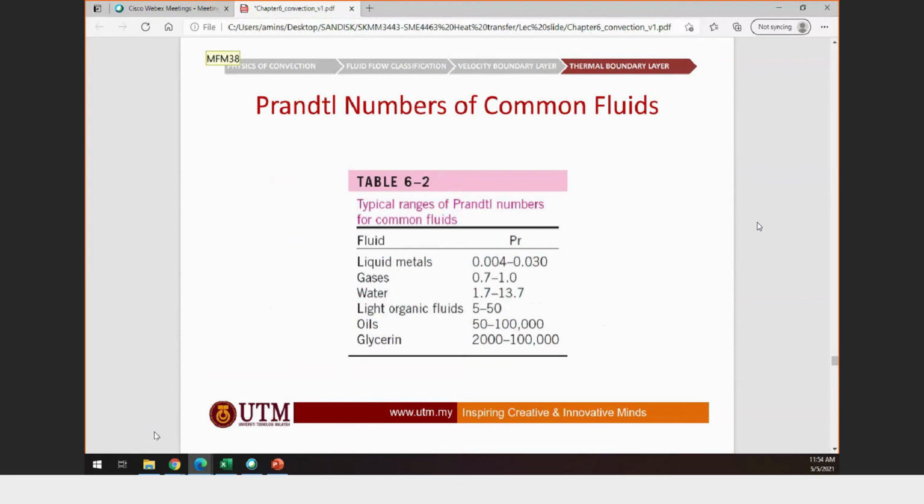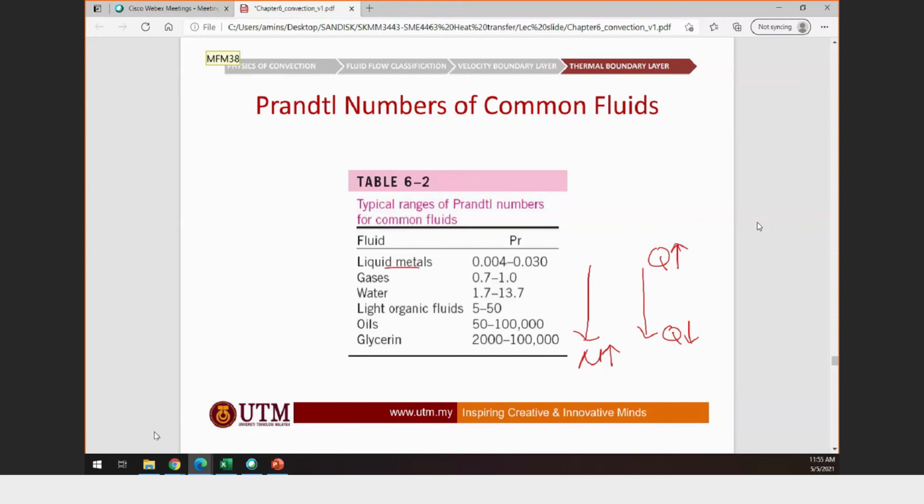Okay, so if you look here, what we can see is the viscosity increases as you go down. But when you go down, the heat transfer is reduced. Heat transfer will be better when you go up because it is a liquid metal.